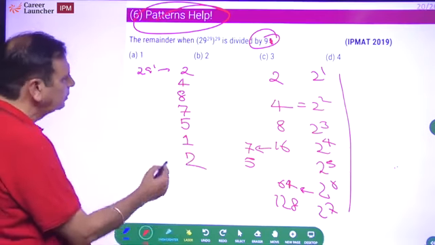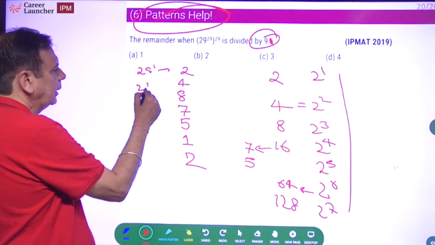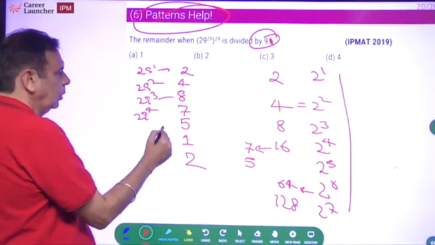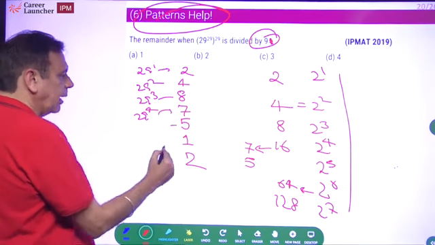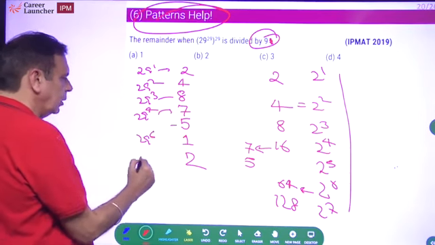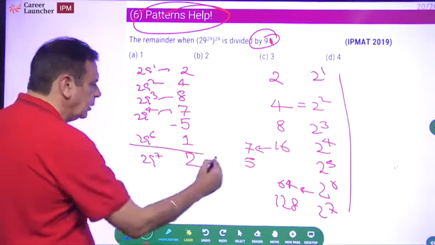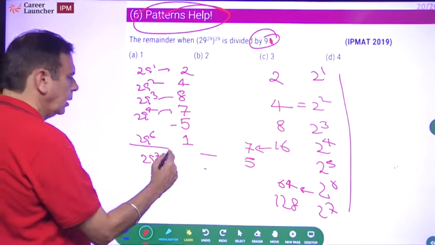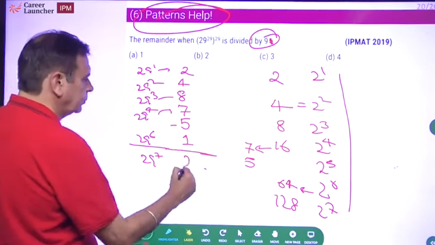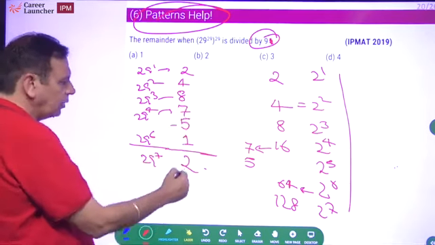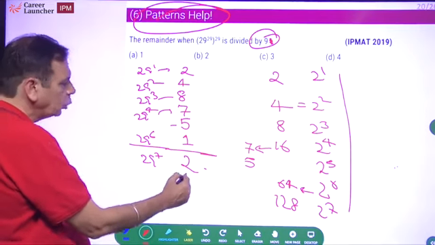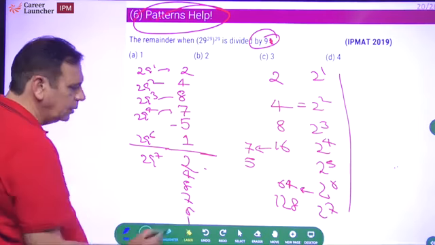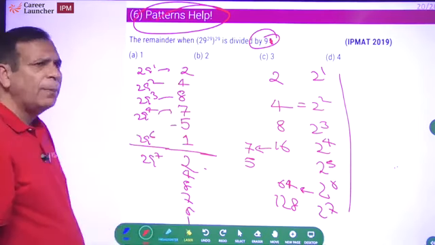Now what will come next? This is 29 to power 1, 29 to power 2, 29 to power 3, 29 to power 4, 29 to power 5, 29 to power 6, 29 to power 7. Can you see the pattern is going to repeat itself now? 2, 4, 8, 7, 5, 1, then 2. So here 2 has come, so what will come next? 4, 8, 7, 5, 1. So, you have to identify the pattern.